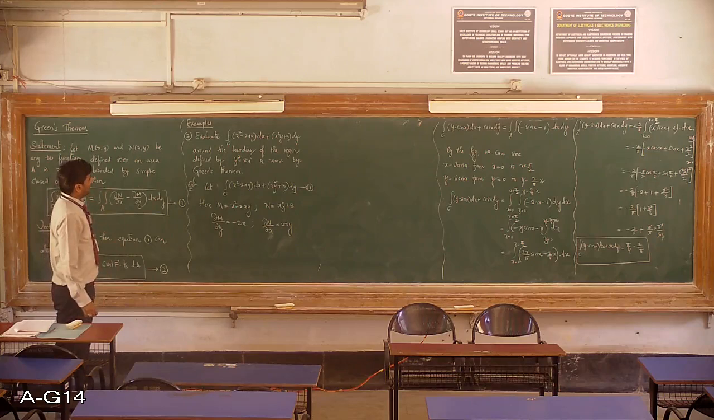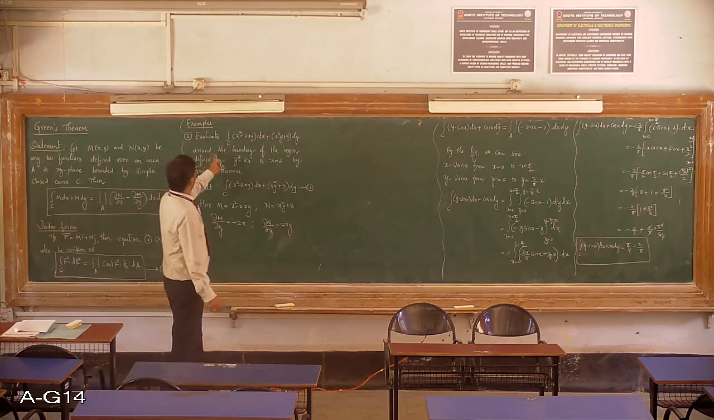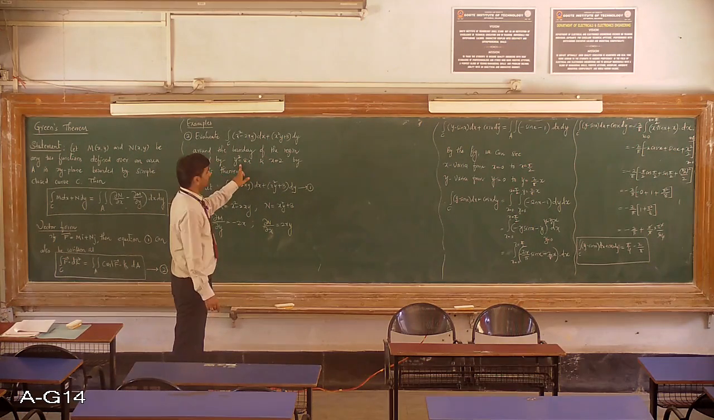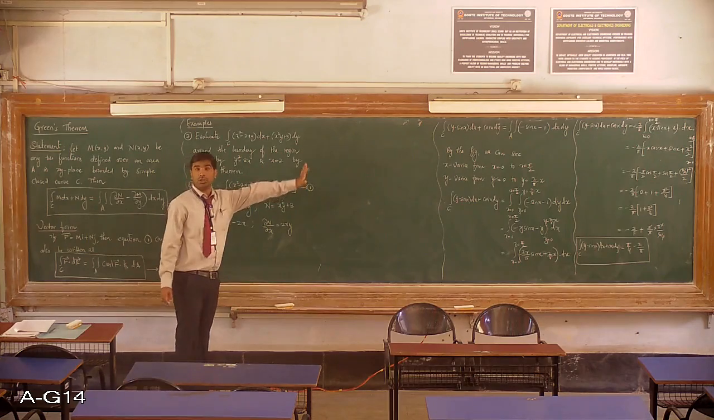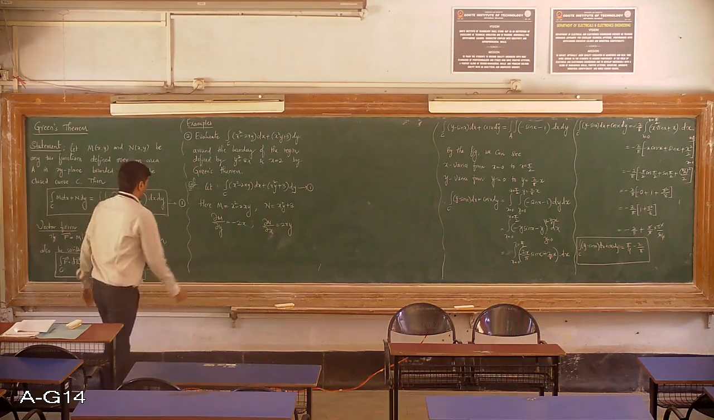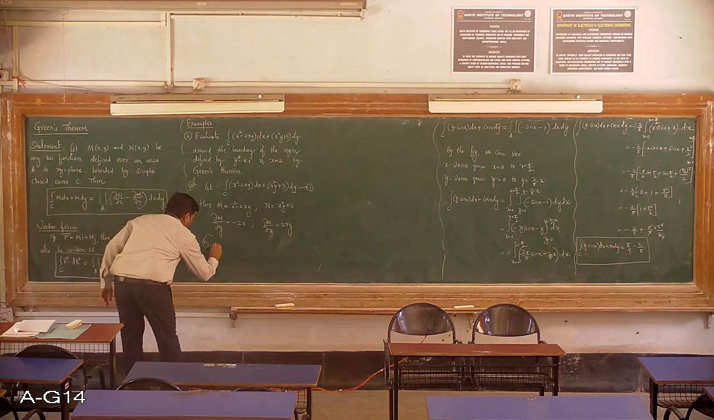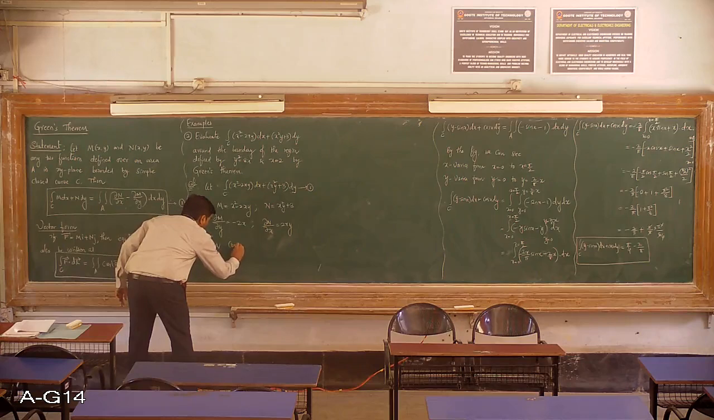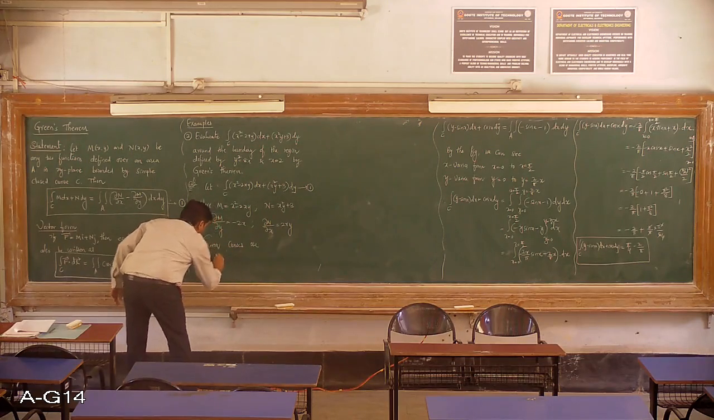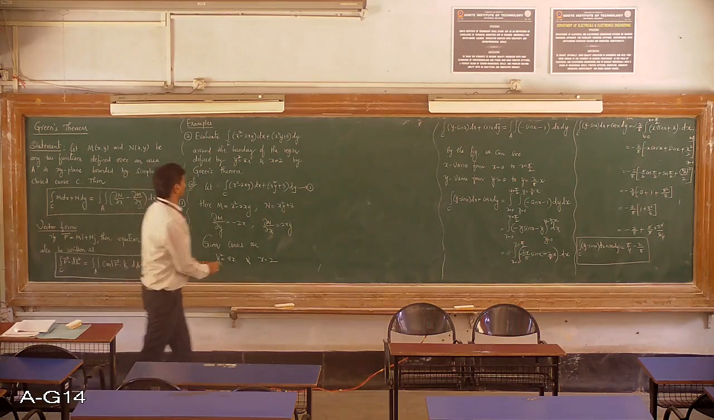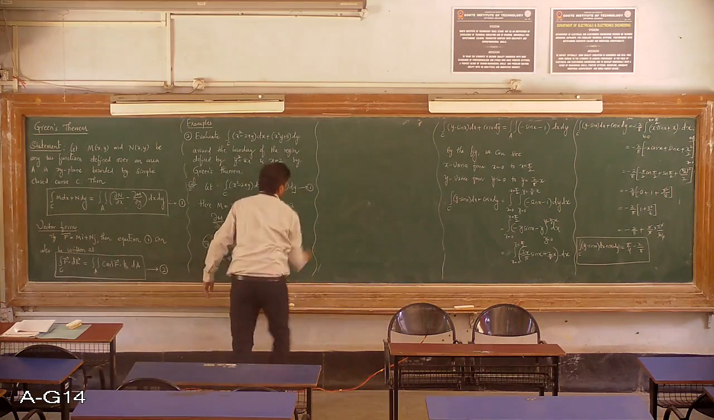Next is what they have given, we need to write. So here they have given around the boundary of the region defined by y square equals 8x and x equals 2, they said, right? So now given curves are y square equals 8x and x equals 2. So now we'll draw a diagram for this.